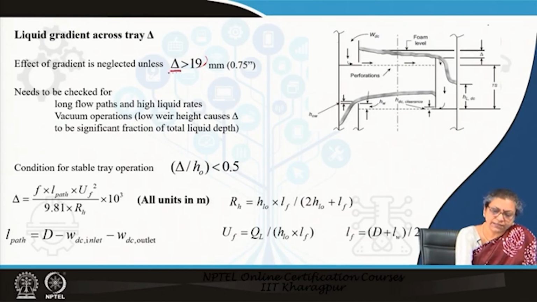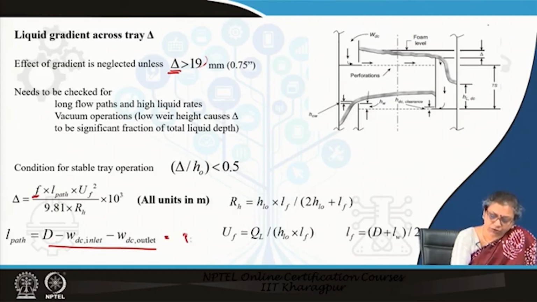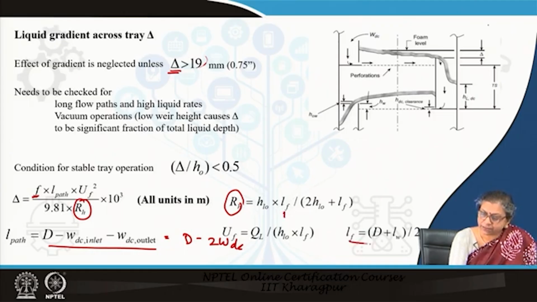So, how to calculate this delta? For calculating the delta, this is the standard formula, where this is the friction factor, L path is the total path of the liquid. All these formulas are laid down. You just need to substitute the values. The width of the downcomer is the same for both cases. So, for you it is d minus 2 WDC, and then this is the hydraulic radius of the liquid path. For here also you know all the things. LF is given by this equation, HLO you have already found out. So, therefore, you can find out RH in this particular case.